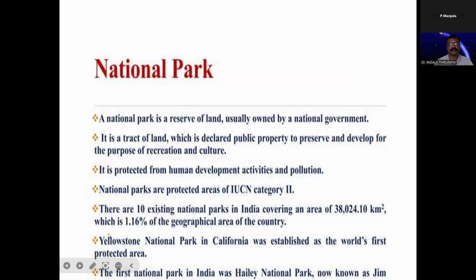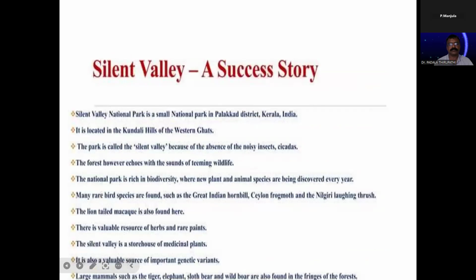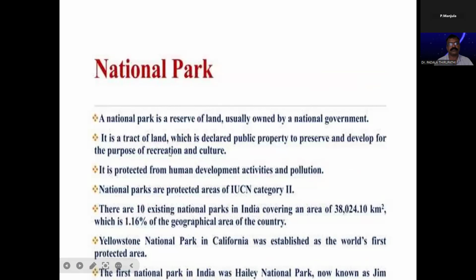So here, the national park. It is a reserve of land which is usually owned by the national government. It is a tract of land which is declared public property to preserve and develop for the purpose of recreation and also culture. It is mainly protected from human development activities and pollution. These national parks are protected areas which come under IUCN category 2.